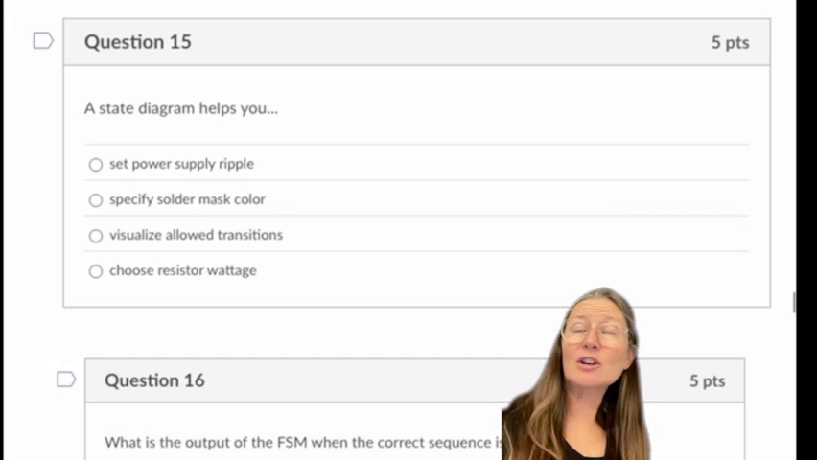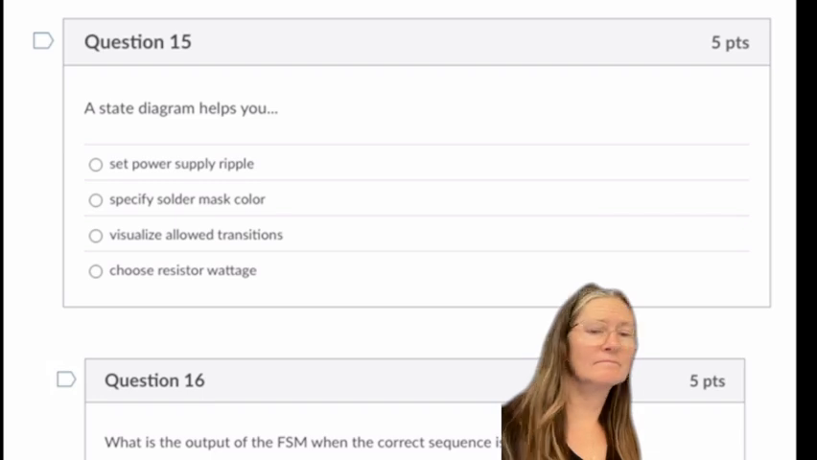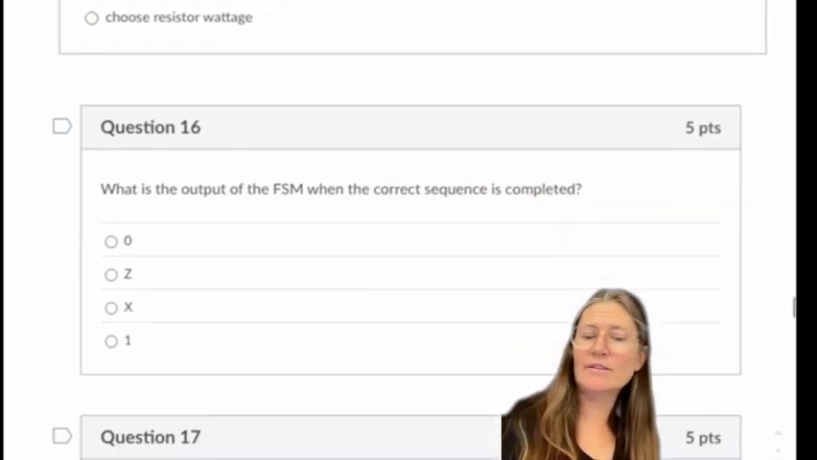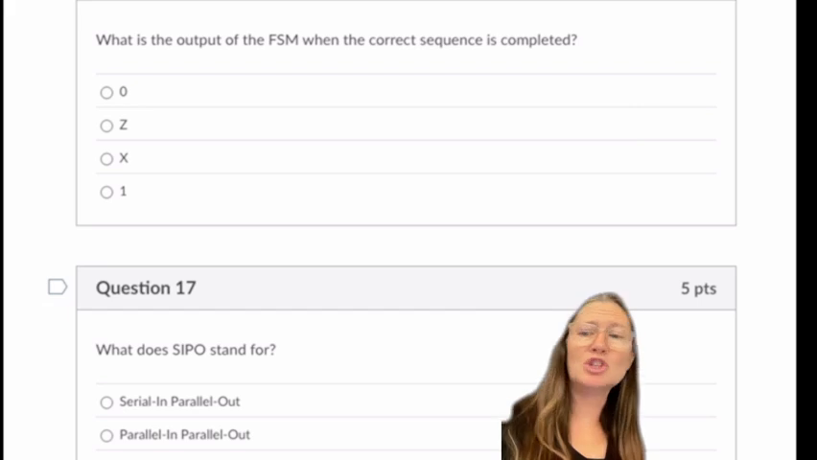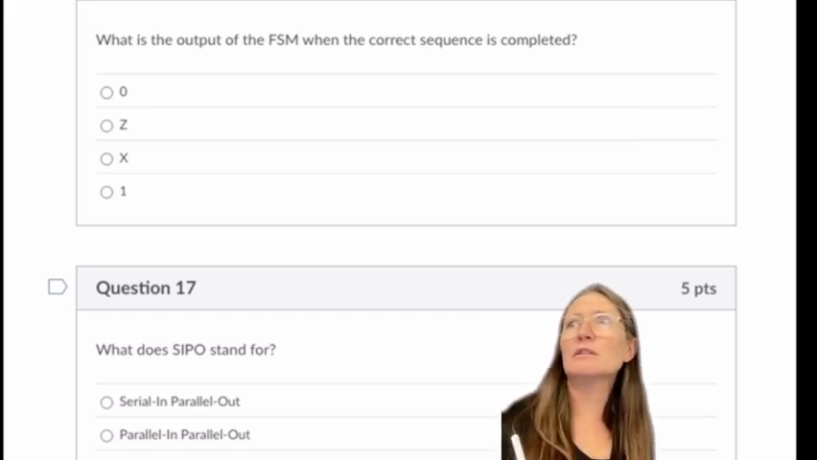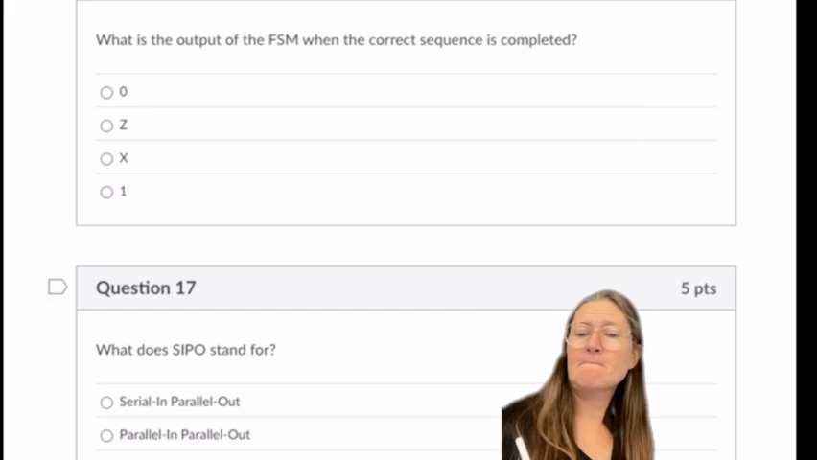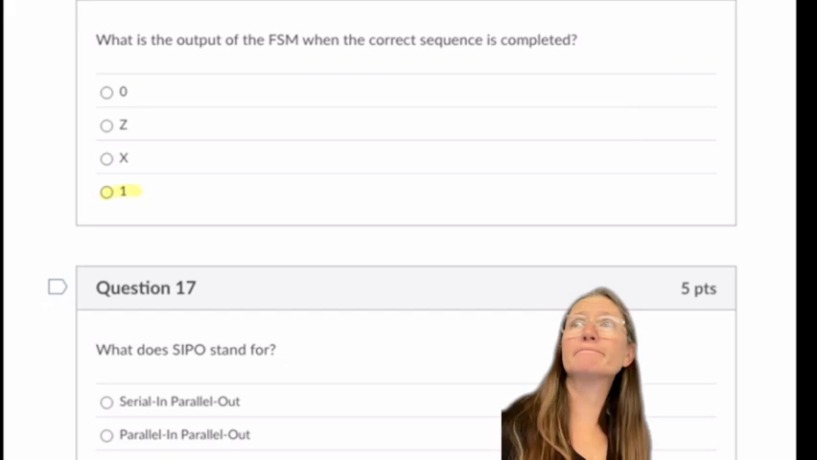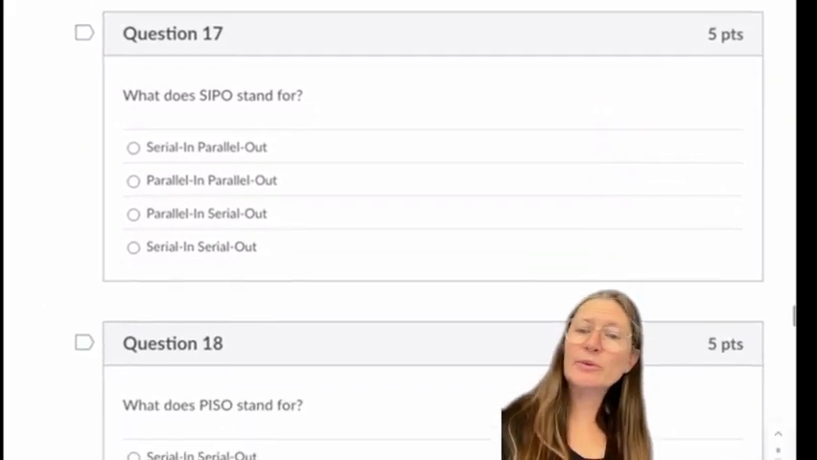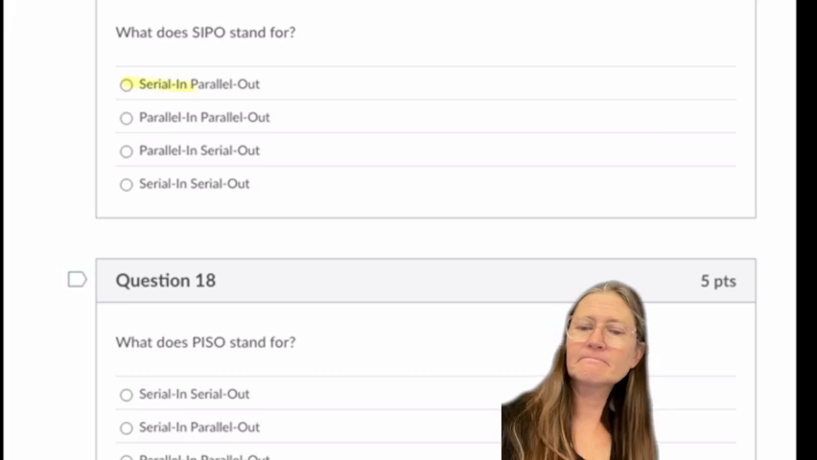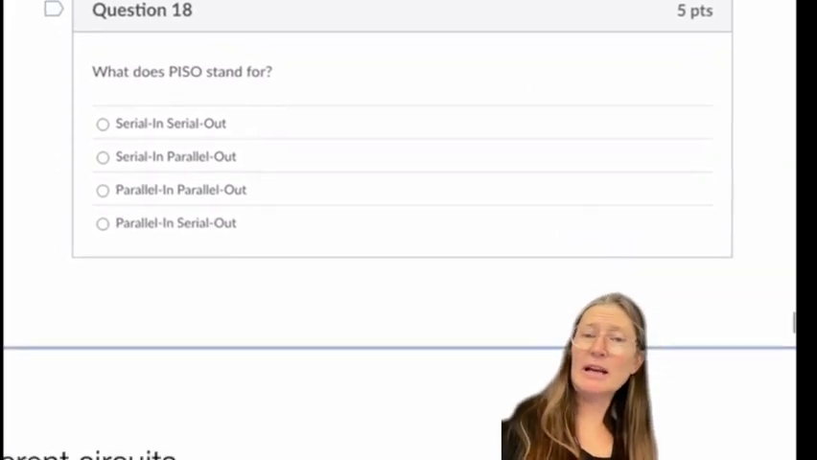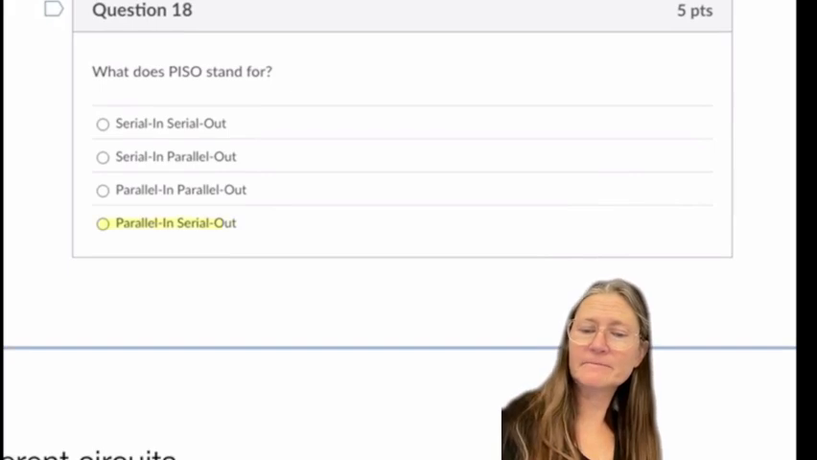So a state diagram helps you. Correct, visualize, allow transitions. What is the output of the finite, so FSM, finite state machine, when the correct sequence is completed? Correct, the output went to a 1. Otherwise, it was always 0. What does SIPO stand for? Correct. What does PISO stand for? Correct.